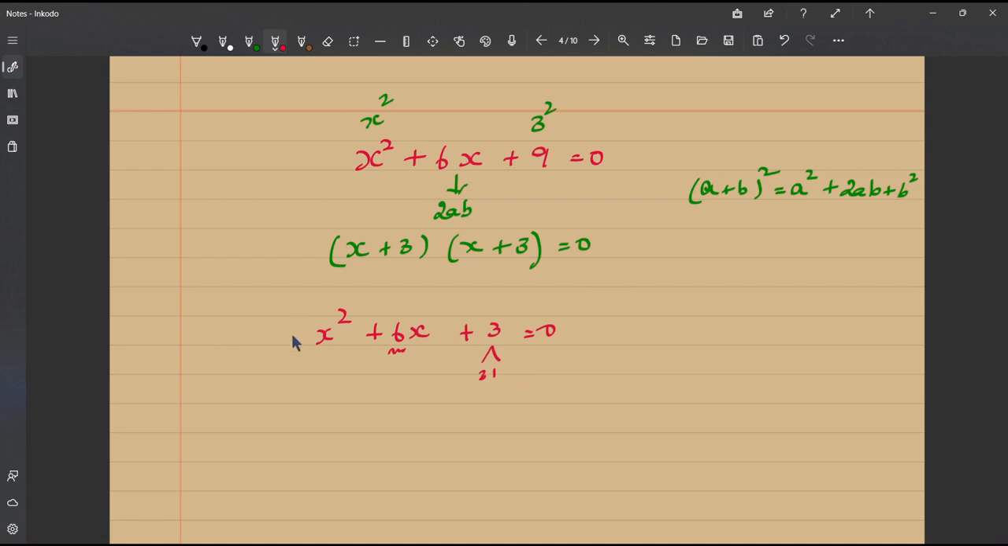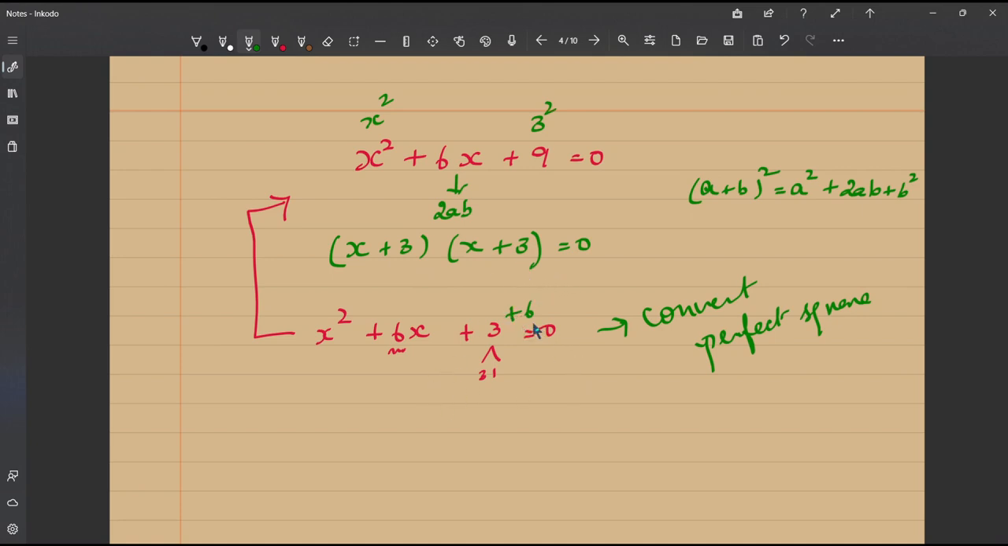But let us try to solve this using the perfect squares method. That is, let us try to convert it into a perfect square. What is lacking? What is missing in order to make this into a perfect square? Just a number 6. If you add 6, it becomes 9, and the factors are (x plus 3) the whole squared, right?